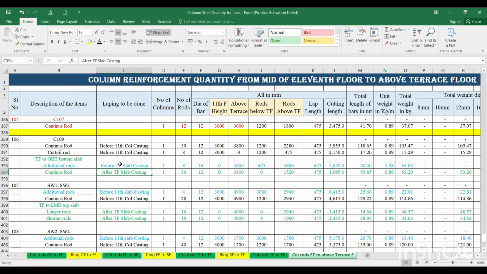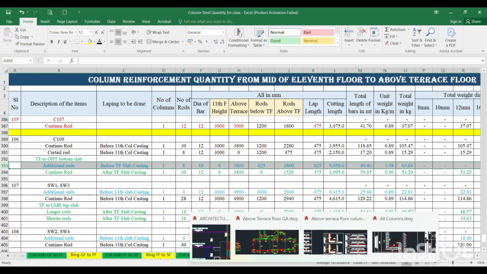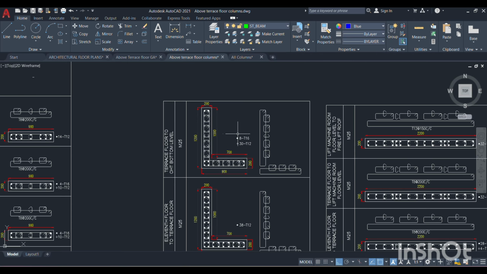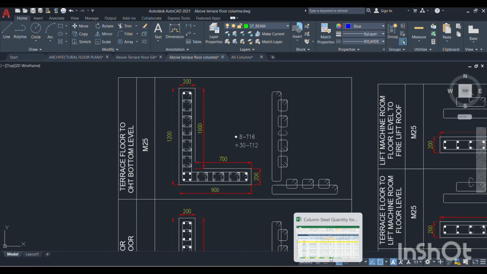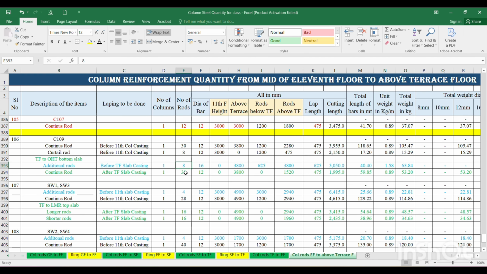So at the time of terrace floor casting, only this 8 number of 16 needs to be installed before terrace floor slab casting. So this 8 number of 16 has to be added before terrace floor slab casting. Then after the casting of terrace floor, you can add the remaining 30 number of 16 dia up to this 3800 height, OHT bottom level.